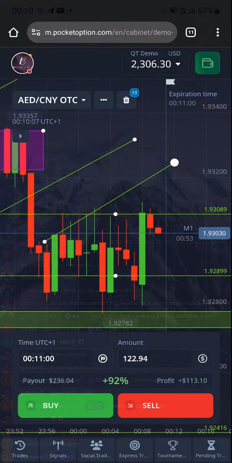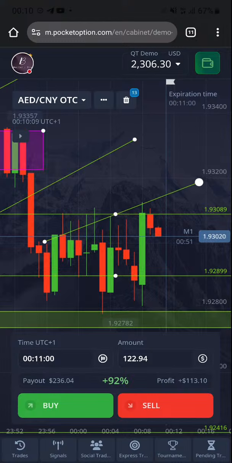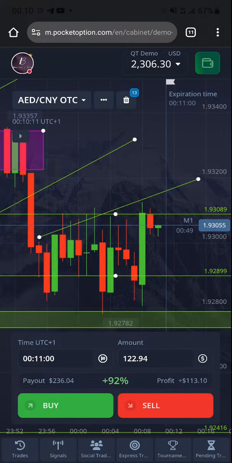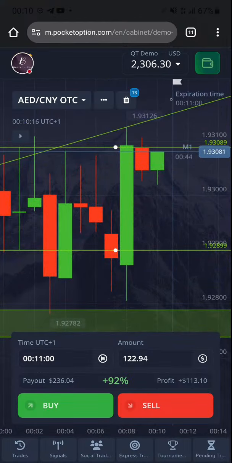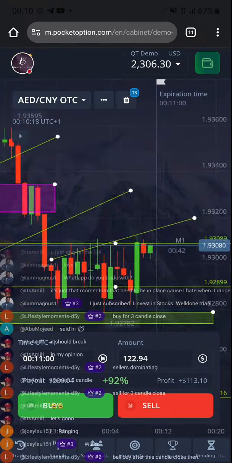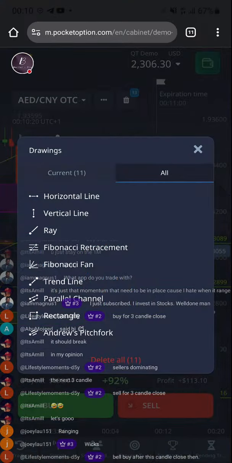Now you see here, we have a common point of rejection. Let me fine tune it a little bit. There's a common point of rejection. If price breaks this common point of rejection, the sellers would most likely come in.